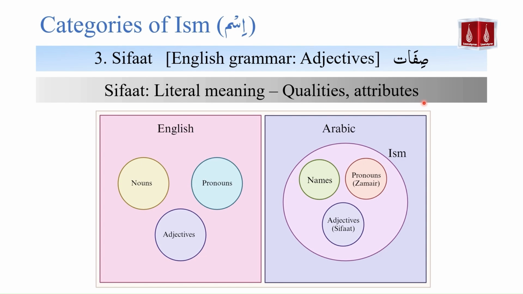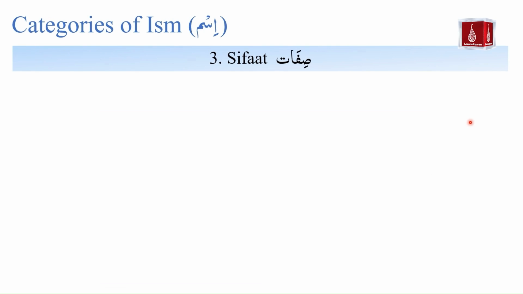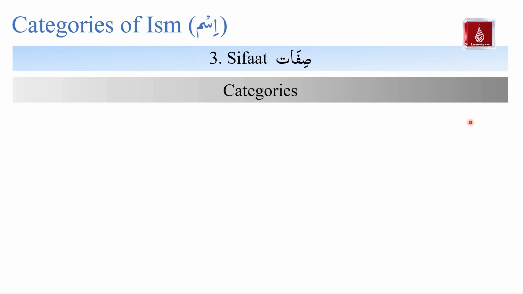Let's look at our Venn diagrams for English and Arabic again. So in English, nouns are one category, pronouns are another category, adjectives are a third separate category. But in Arabic, names of a person, place, thing, actions, pronouns, or sifat are all included within the category of ism. Now let us study sifat in more detail, and the best way to study sifat is to categorize them.